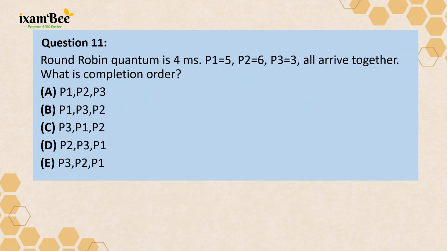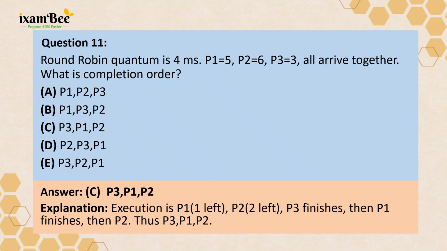In this question, we have round robin with a quantum equal to 4 milliseconds. P1 with 5 milliseconds, P2 with 6 milliseconds, and P3 with 3 milliseconds burst time all arrive together. What would be the completion order using round robin? So here the correct answer is C, which is P3, P1 and then P2.